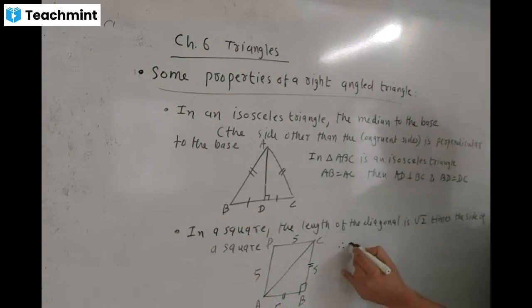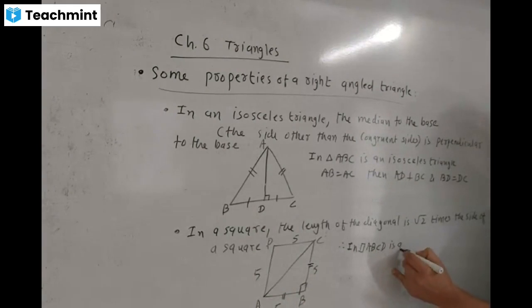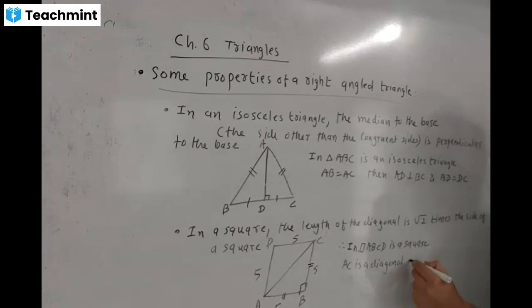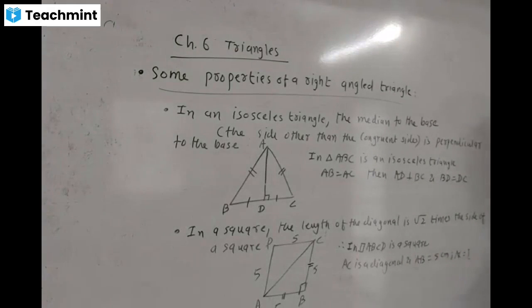In quadrilateral ABCD is a square, AC is a diagonal, and AB is equal to 5 centimeter. Then AC is equal to question mark. How to find AC? AC is equal to root 2 times the side. And root 2 multiply with 5, that is equal to 5 root 2 centimeter.